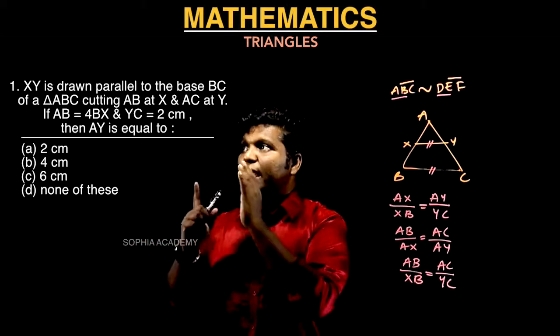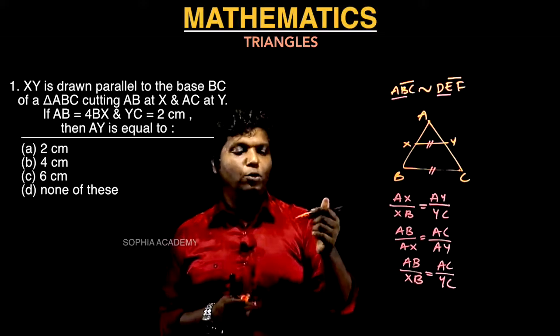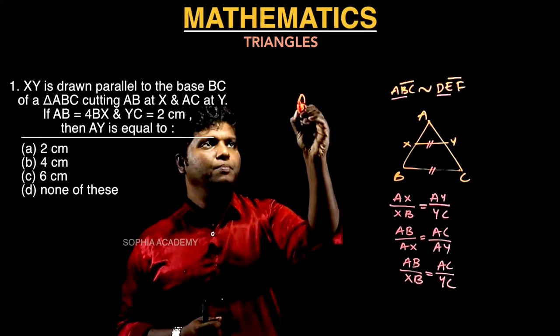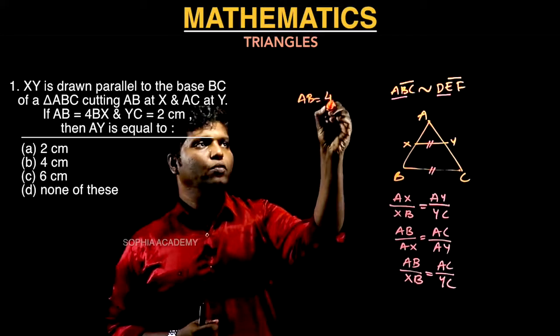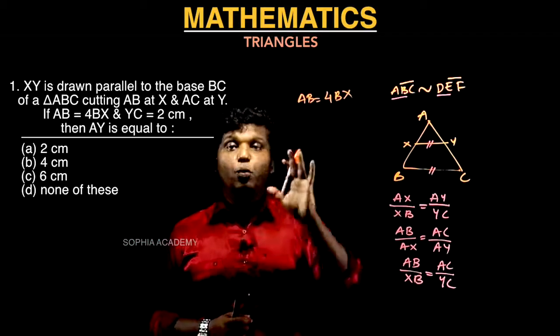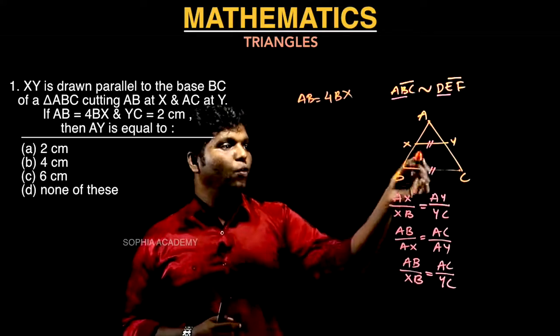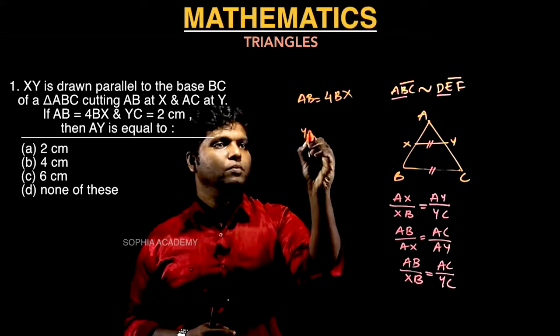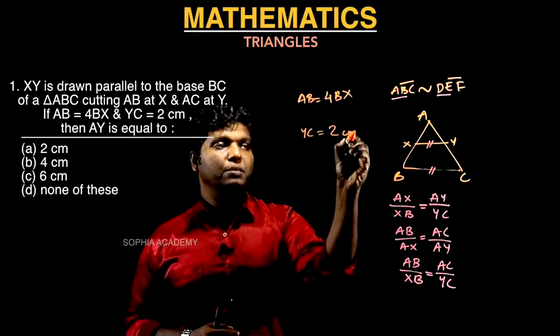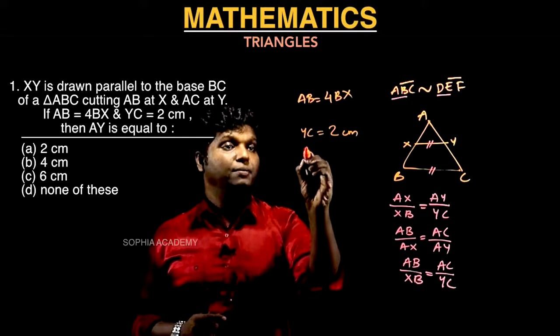What is given? AB is equal to 4BX. So let us note it down. AB is equal to 4BX. That is the first condition given. What is the second condition given? YC is equal to 2 centimeter. YC is also given, 2 centimeter. You have to find AY.